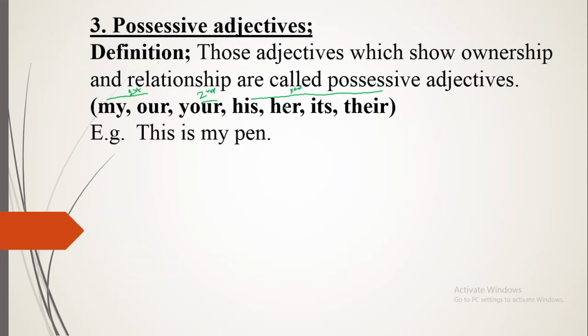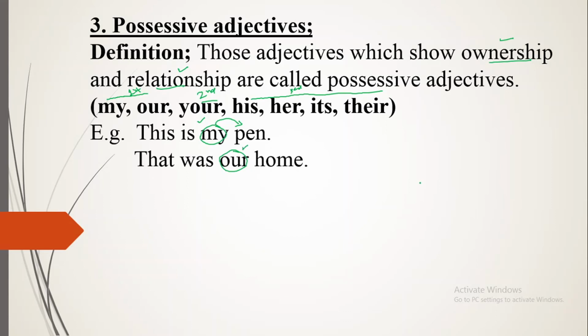The first example is, this is my pen. Here, my is the possessive adjective, adding something to the meaning of pen and telling the possession. And what is possession? It shows ownership and relationship. Ownership means property and relationship means a relation. So here it is showing ownership. Next example: that was our home. Our is the possessive case of the first person plural.